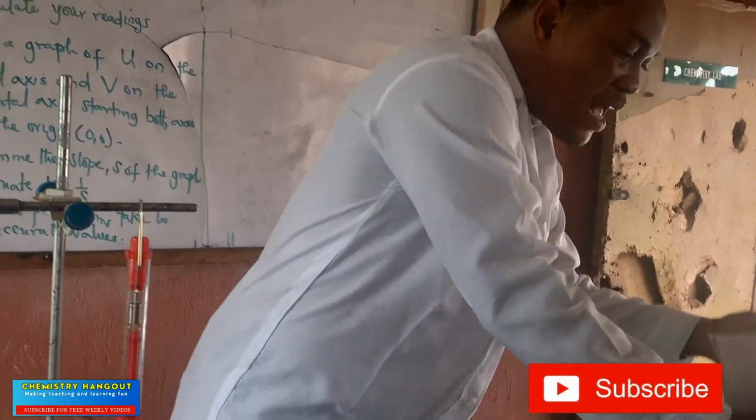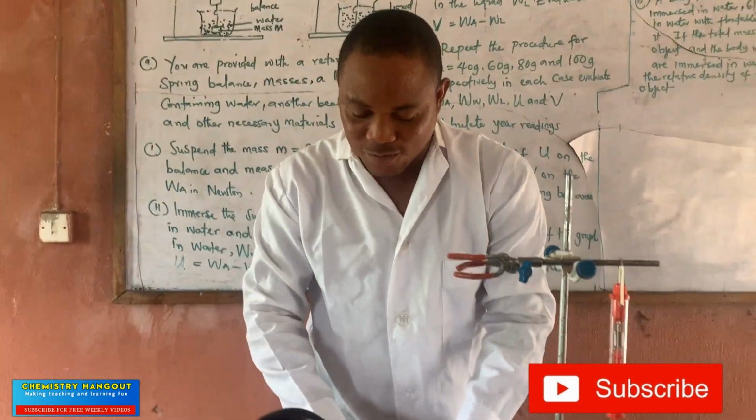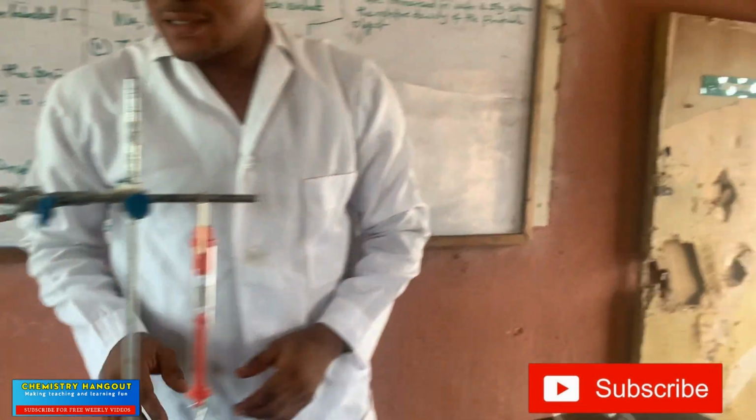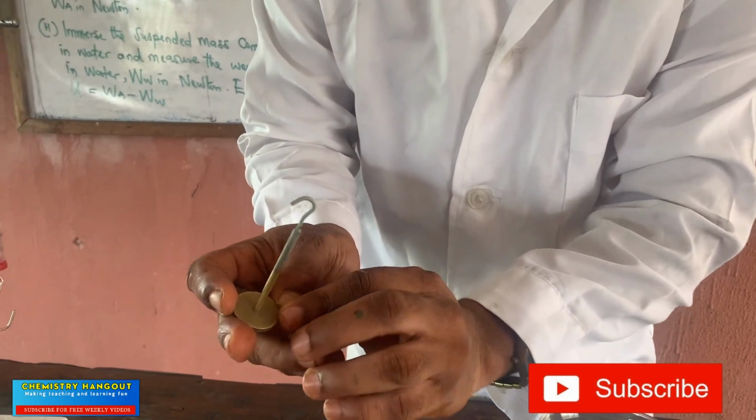Let us use this book first so that we can get all our values. I'll just be writing our values here, then we can transfer to the board. Okay, so let's leave it there and let's get started now. So this is my mass of 20. If you look at it, it's written 20 here already.